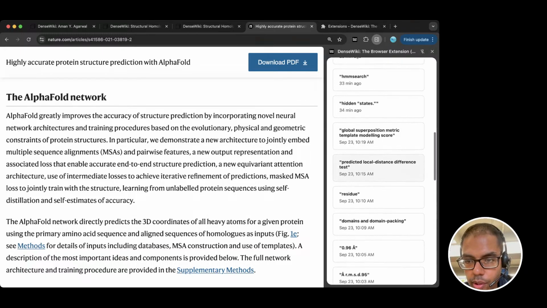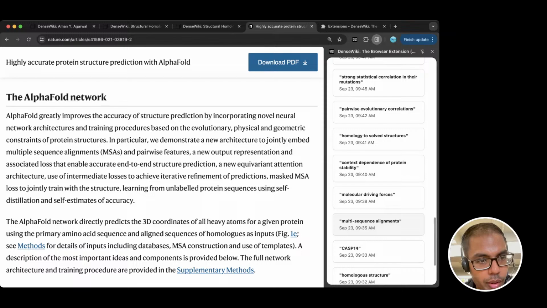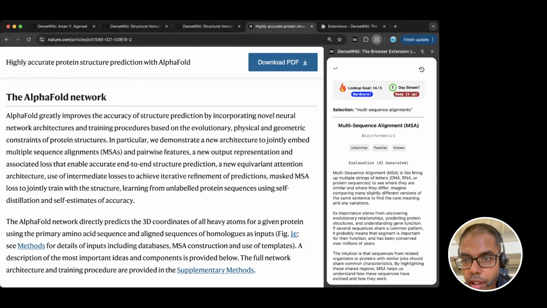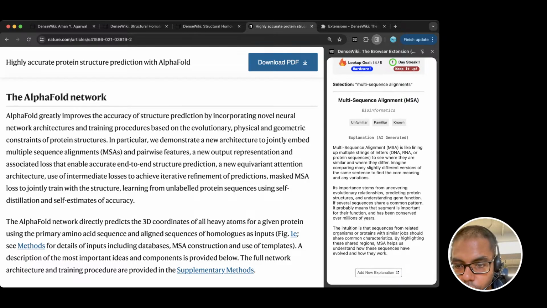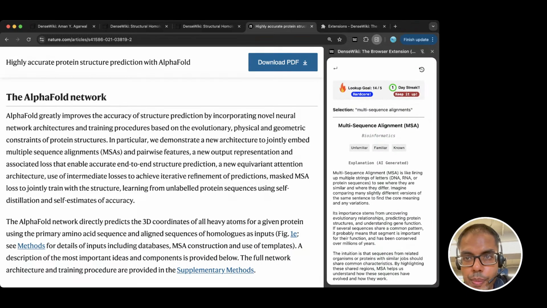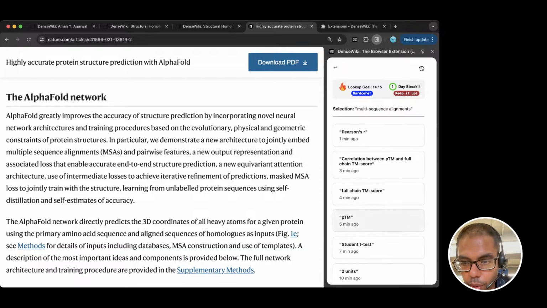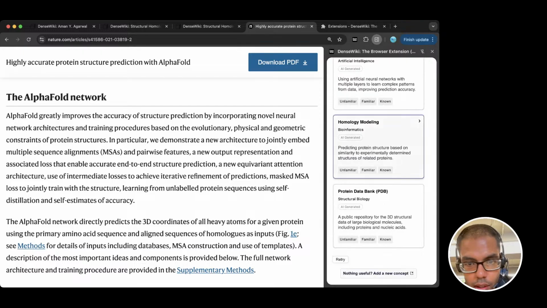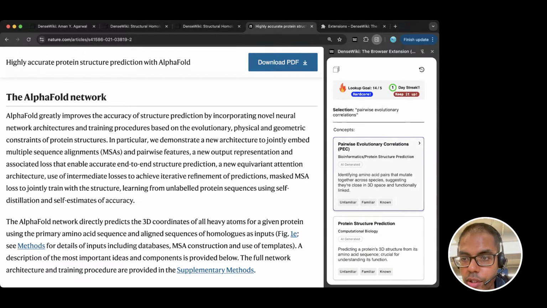I remember multiple sequence alignments. Okay, pairwise. Okay, multi-sequence alignments, right? Multi-sequence alignment is like lining up multiple strings of letters. And pairwise features, I think we also went through previously. Pairwise evolutionary correlations.